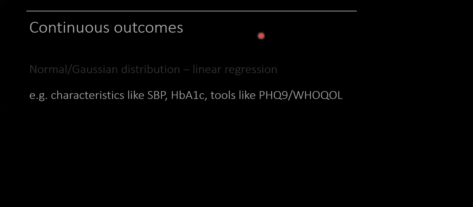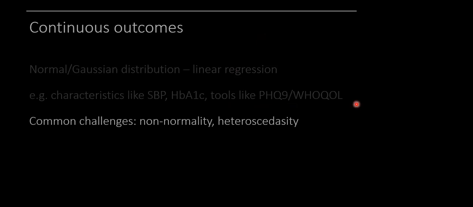That would be things like biological characteristics. A lot of biological characteristics like blood pressure and blood glucose are often normally distributed, or at least approximately so. A lot of psychometric tools like quality of life tools can often again be approximately quite nicely normally distributed, and so linear regression is a decent model for them.